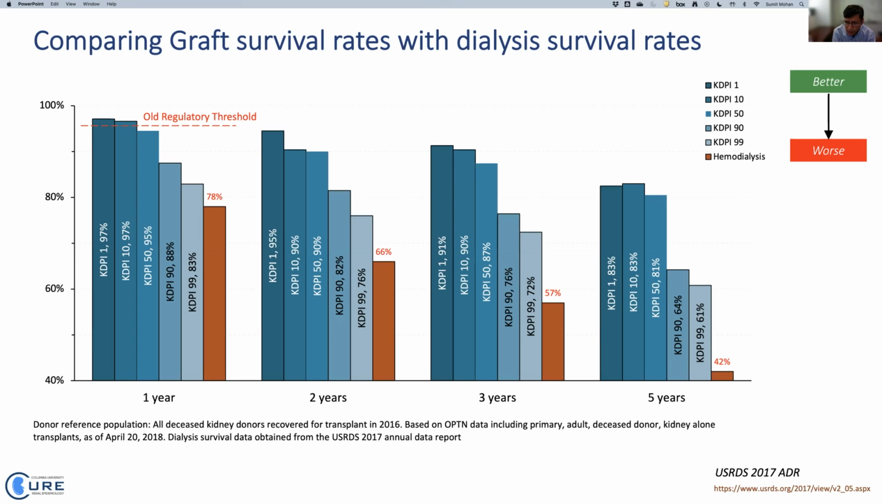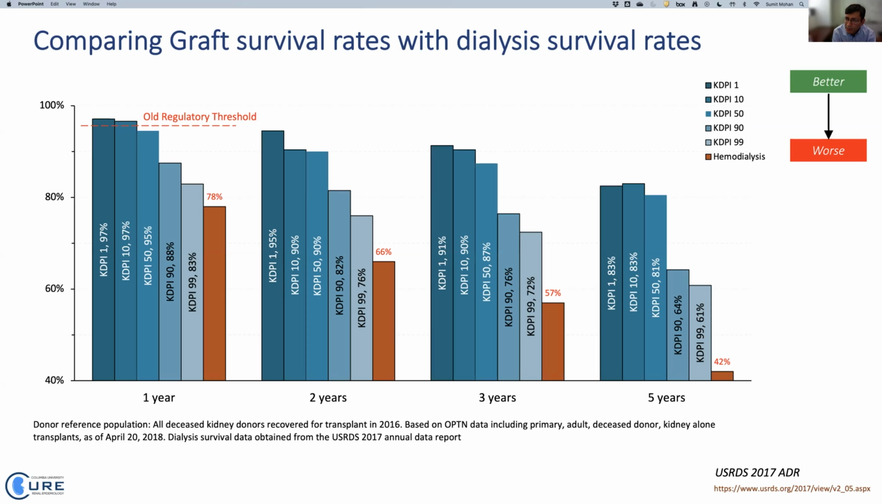So when you read this figure, we're looking at 1, 2, 3, and 5-year outcomes. The taller the bar, the better the outcomes. It's a proportion of kidneys that are still working at that point in time. If you look at the 1-year outcomes for the first percentile kidneys, 97% of those kidneys are still working at the end of the first year. If you look at 5-year outcomes, 83% of those kidneys are still working. If you take the 99th percentile, it's 61% of those kidneys that are still working.